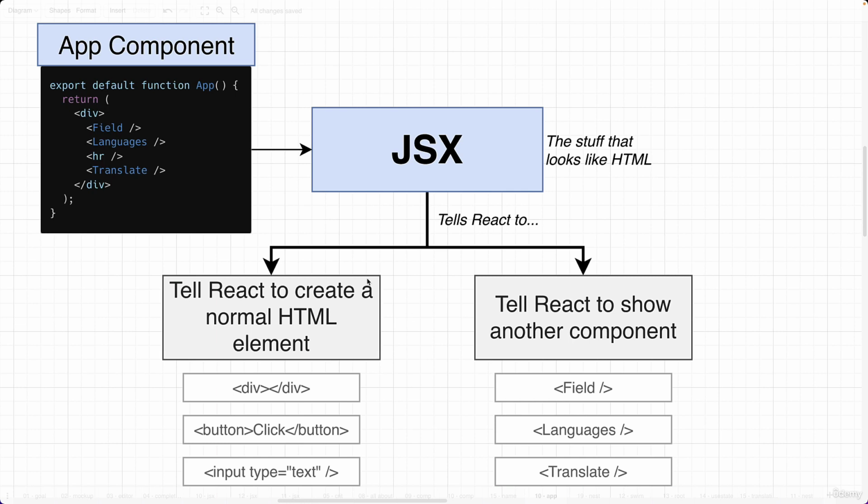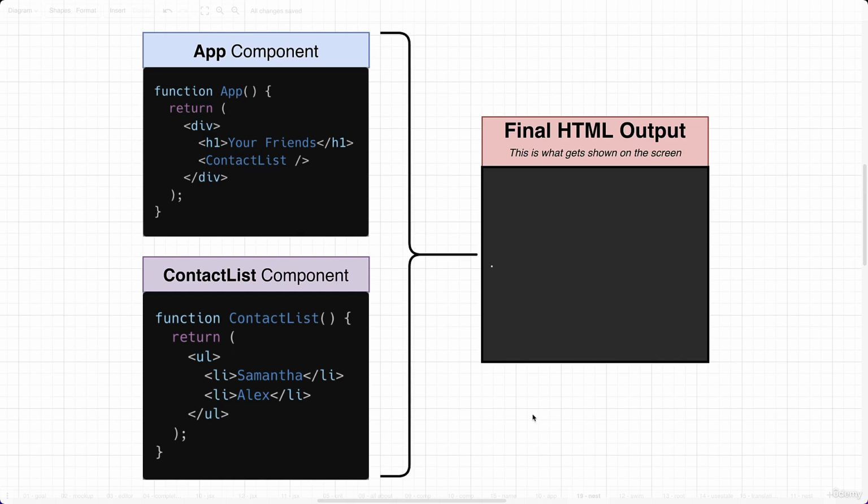All of the React components we create are going to return some JSX. And remember, JSX is the stuff that looks like HTML. These individual JSX tags are going to tell React to either create a normal HTML element and display it on the screen, like a div, a button, an input, and so on, or they are going to tell React to show another component. Let me give you a very quick kind of interactive example of this.